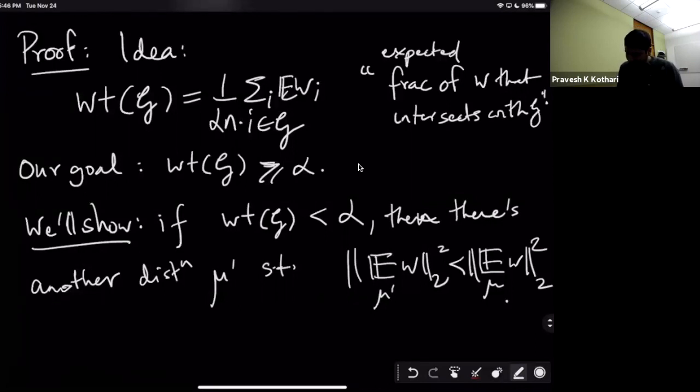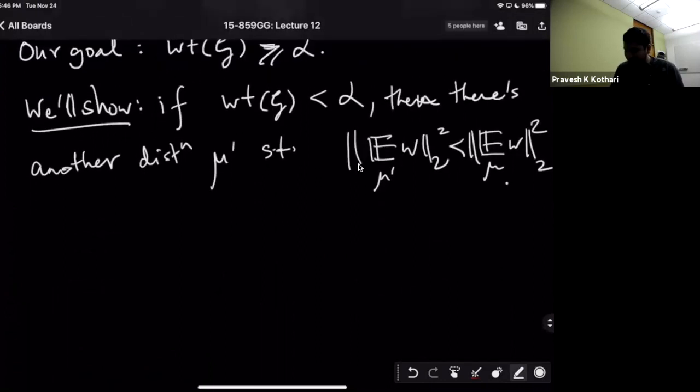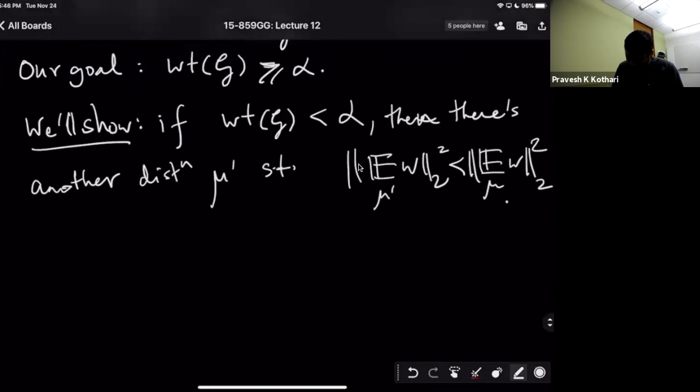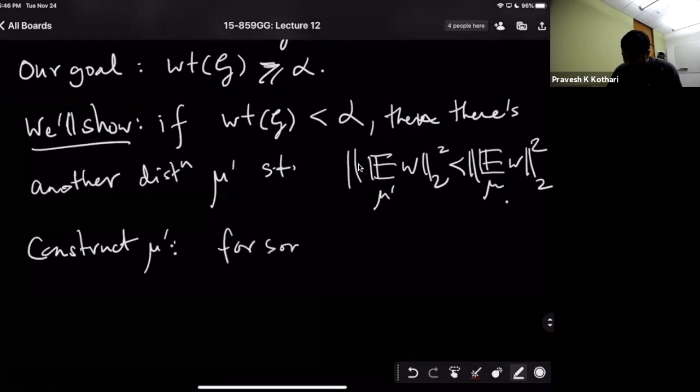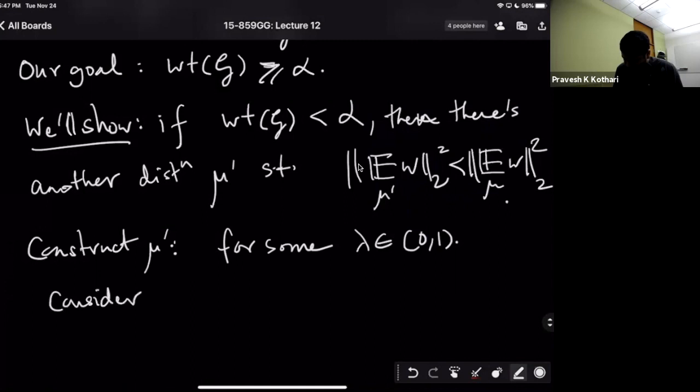Okay, and what's the idea for doing this? This is the kind of argument that you must have done at some point in your life. So we'll construct mu prime. How will we construct it? For some lambda, consider mu prime equals (1 minus lambda) mu plus lambda mu star, meaning we are going to mix a little bit of a different solution with mu. I'm going to find a different solution by perturbing mu. Okay, that's what we're going to do.